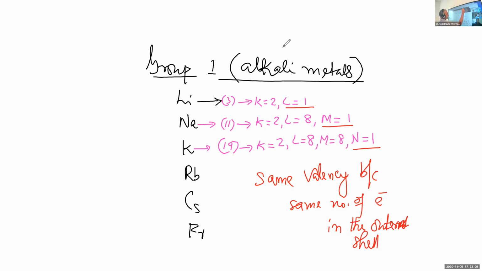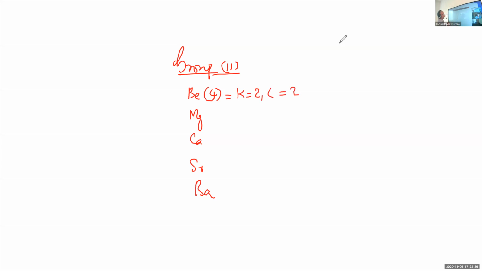You take group 2, for example. Which are the elements in group 2? Do you remember the elements? Beryllium, then magnesium, calcium, strontium, barium, radium, etc. You take beryllium, for example, atomic number is equal to 4. In the K shell, 2 electrons. In the L shell, 2 electrons. Totally 4 electrons. Magnesium, that is equal to 12 atomic number. In the K shell, 2 electrons.